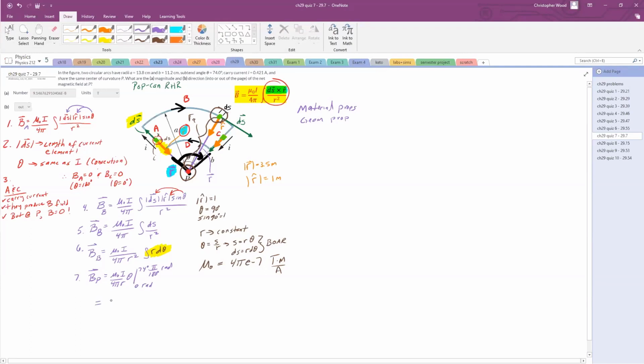So the magnitude is something, 3.94 E minus 7 Tesla. What's the direction? So this is the magnitude of the magnetic field. Write it like that. The direction is, and you could do this a bunch of different ways. I'm going to do the cross product method.